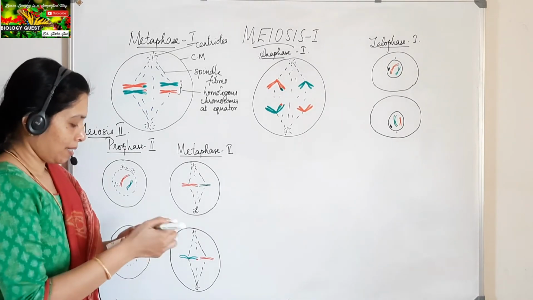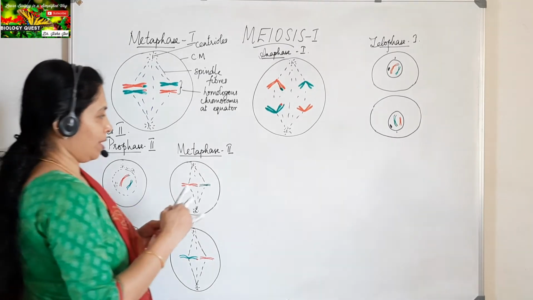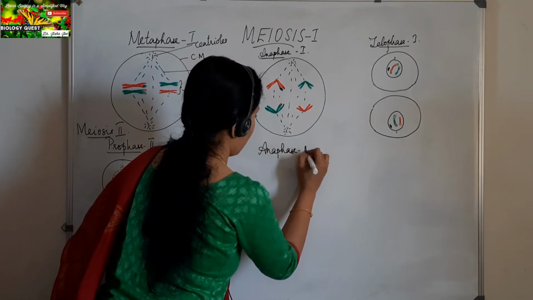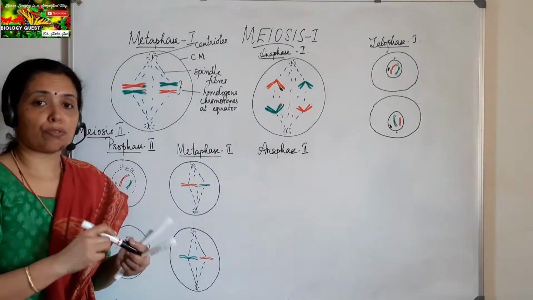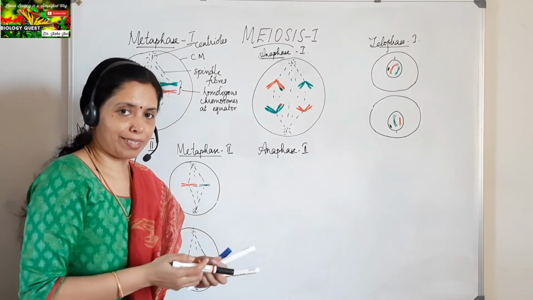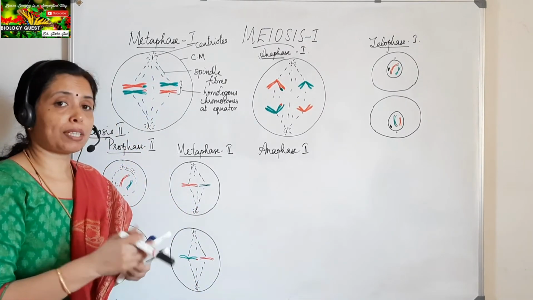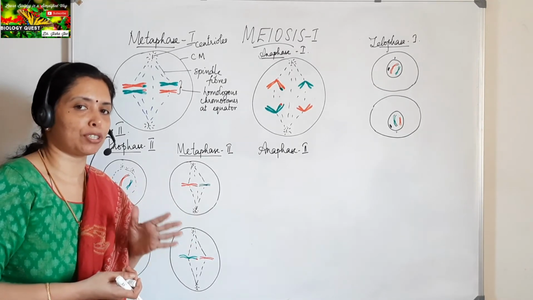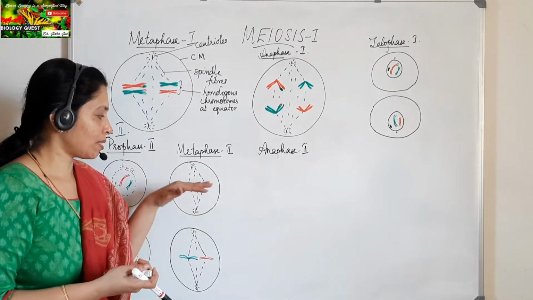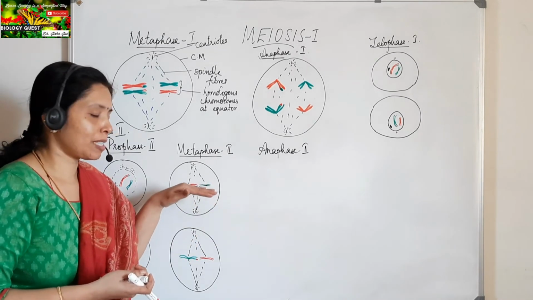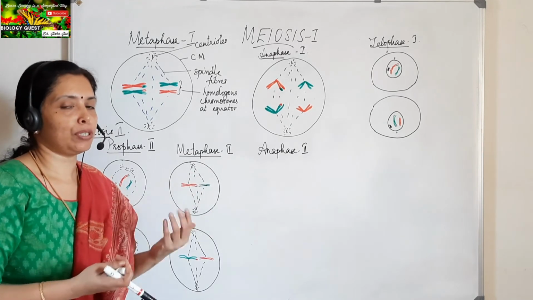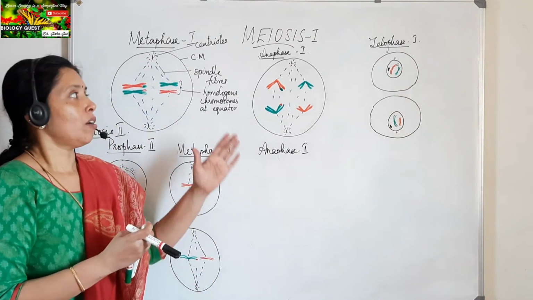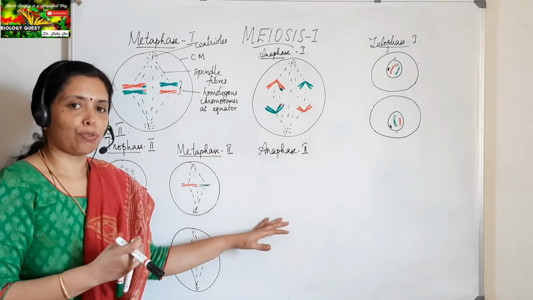Now, the next stage of meiosis 2 is anaphase 2. I told you meiosis 2 is equivalent to mitosis. So what happens during the anaphase of mitosis? The centromere splits and the sister chromatids are pulled to the opposite poles of the cell. So here also the same thing happens. The centromere splits and the sister chromatids are pulled to the opposite poles of the cell. That is the difference between anaphase 1 of meiosis 1 and anaphase 2 of meiosis 2.